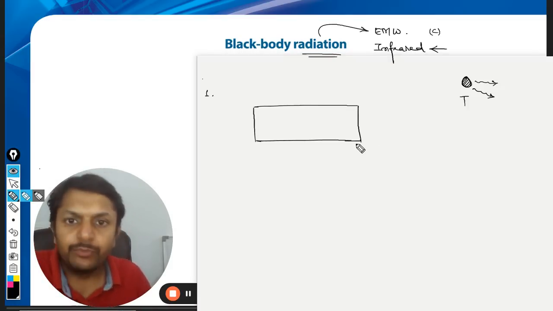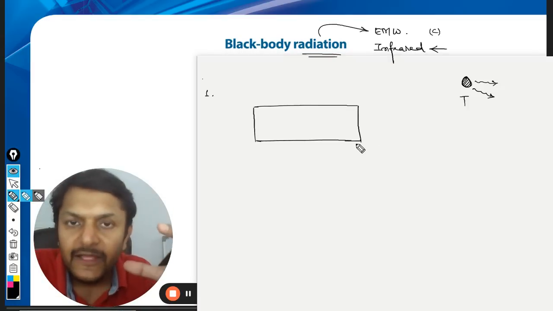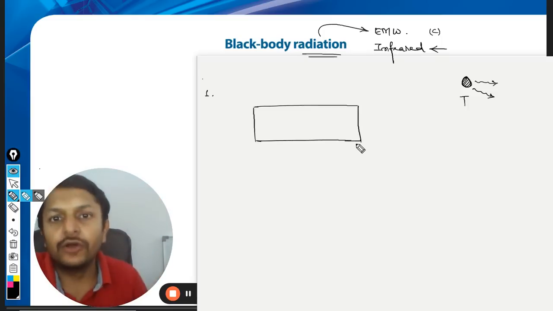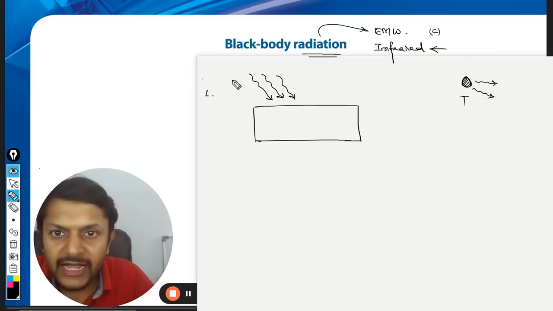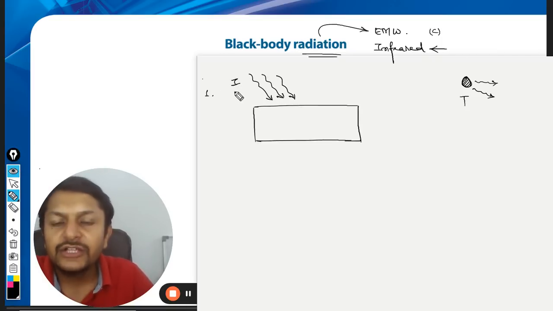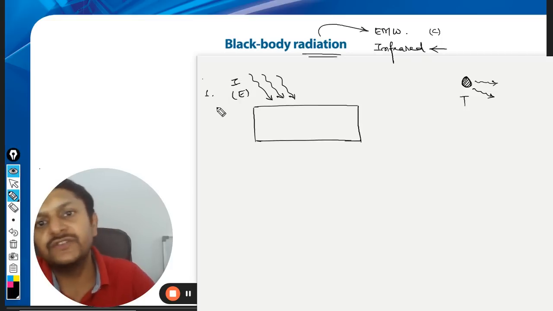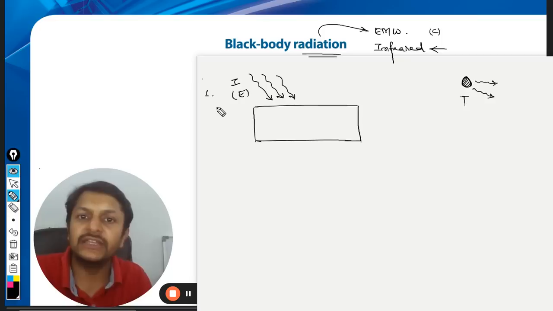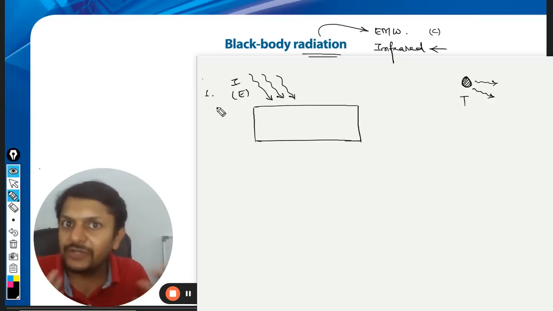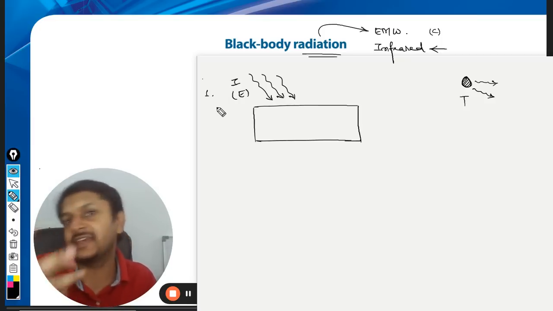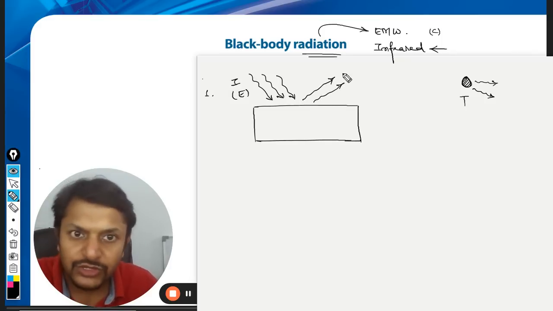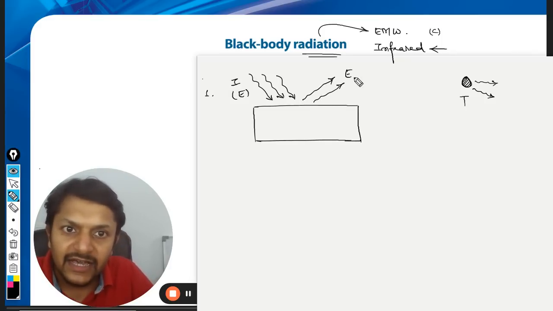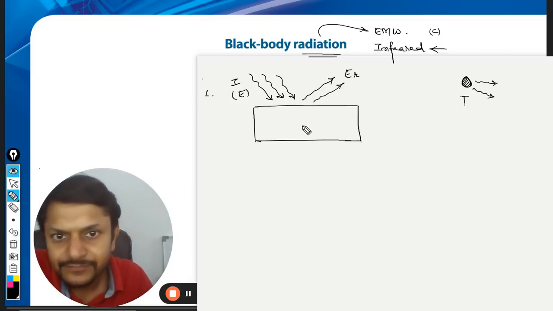Okay, so this is the body, and let's say that some radiation is falling on it. This is the incident radiation, and I'm just writing it as I. Let us say that the total energy which is incident on the body is E. Now, what can happen to this energy? Three things can happen. Number one, it could get reflected back. Let's say ER is the energy which was reflected.